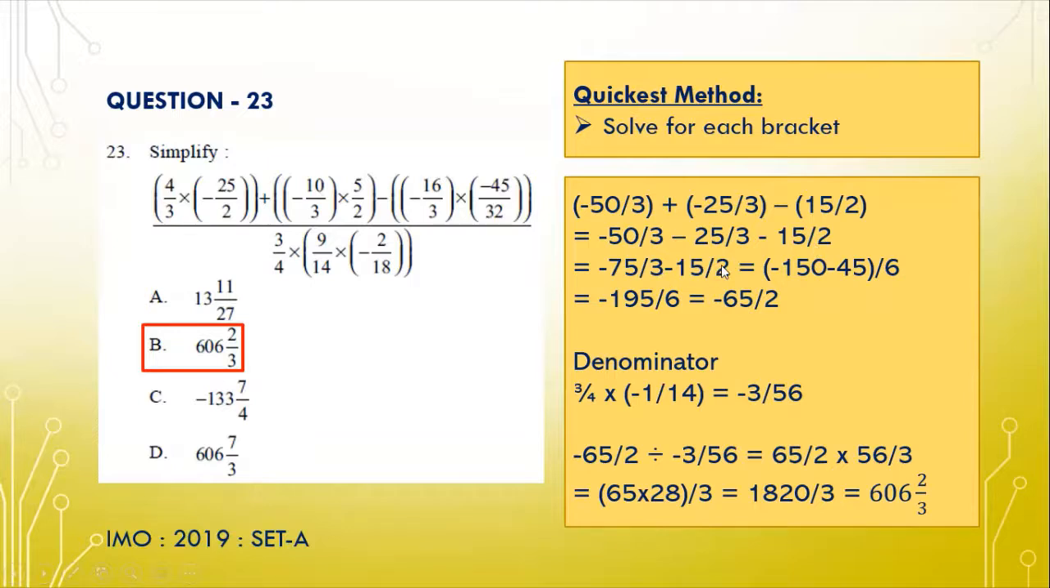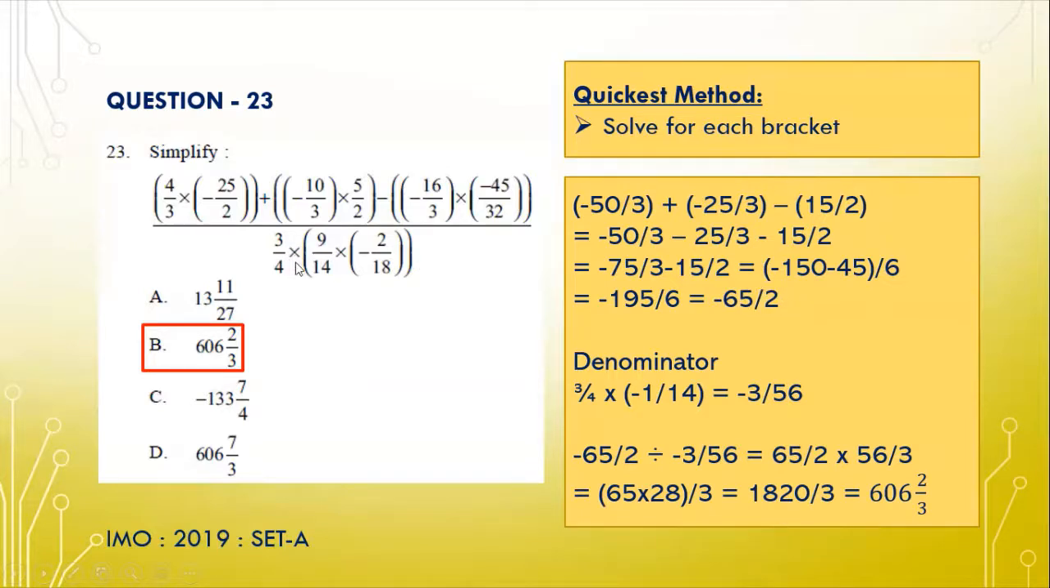Minus 15 upon 2. So again the LCM is 6. So minus 150 minus 15 3s are 45. Minus 150 minus 45 upon 6. So minus 195 upon 6. You divide by 3. So it is minus 65 upon 2.